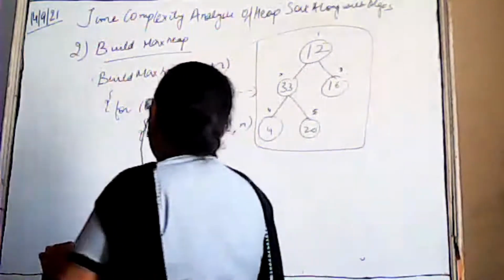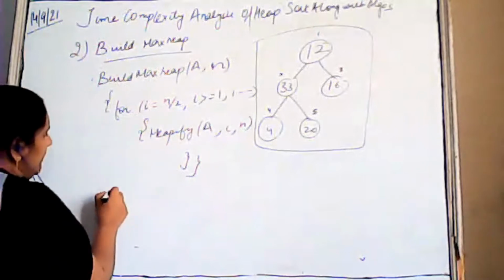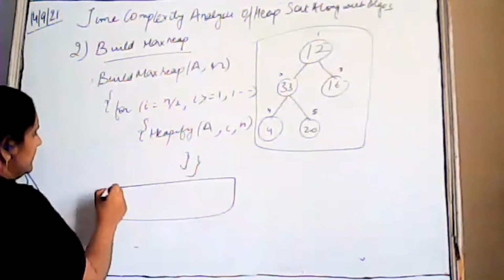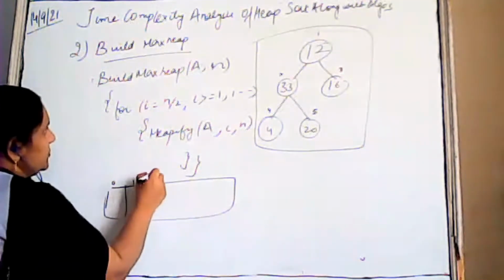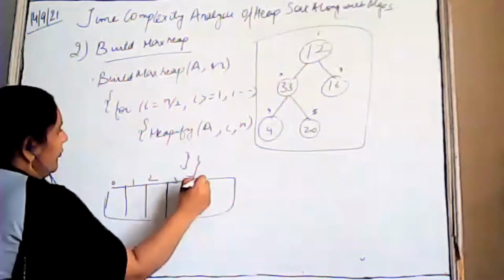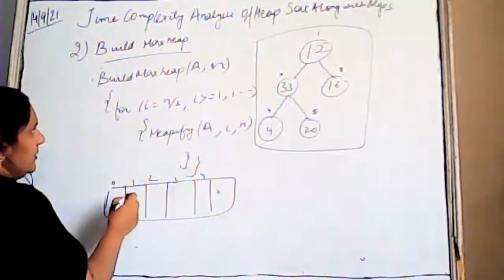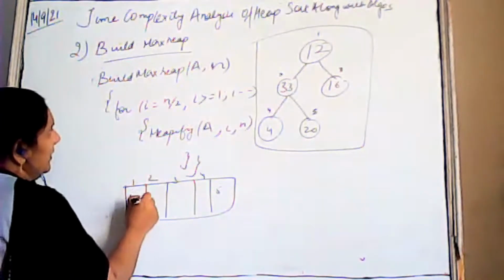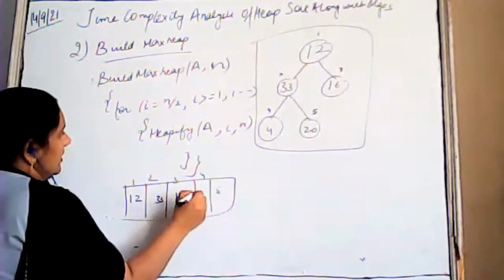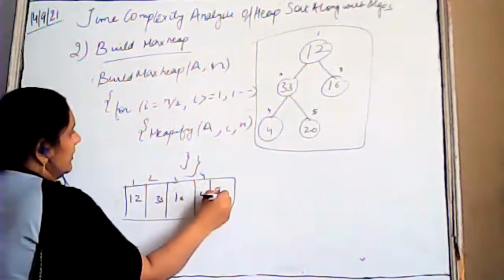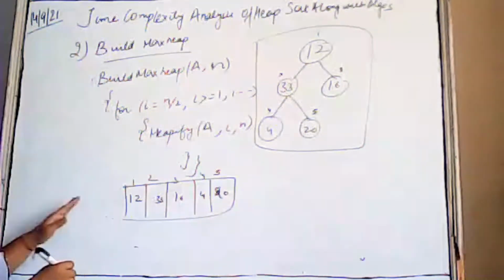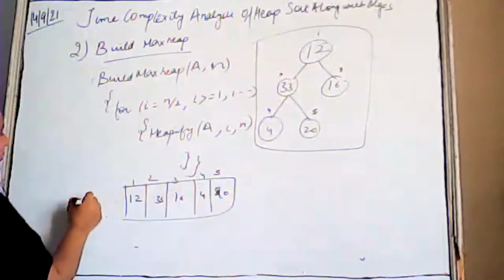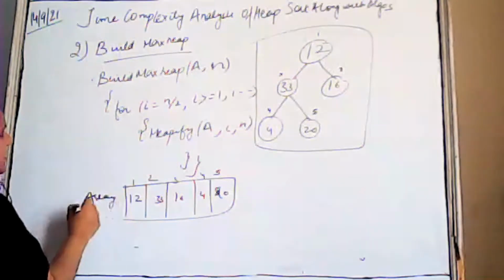So we have done the array representation of this heap. It is something like this: indices 0, 1, 2, 3, 4, 5, with elements 12, 33, 16, 4 and 20. This is the array representation of the tree which is given to us.